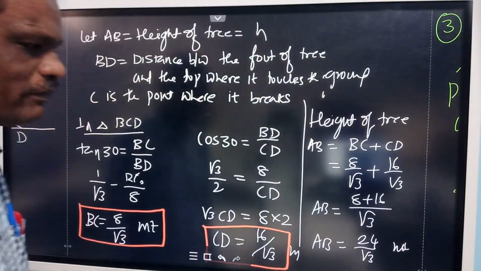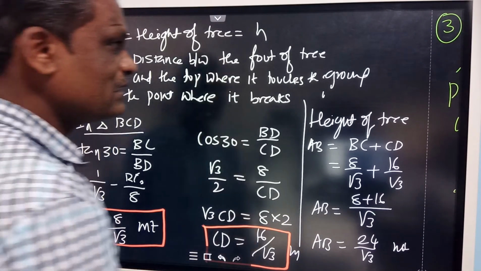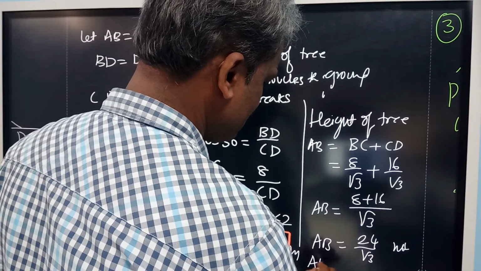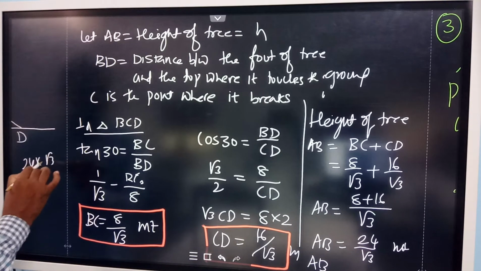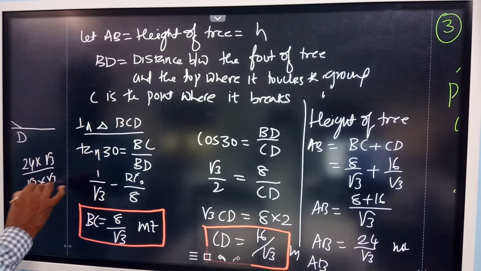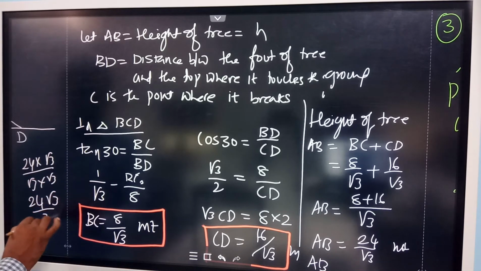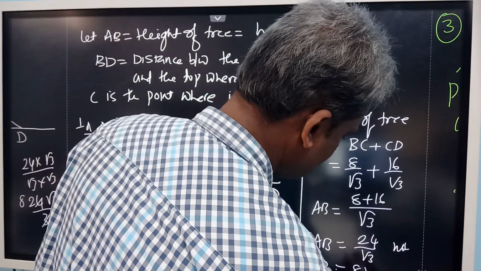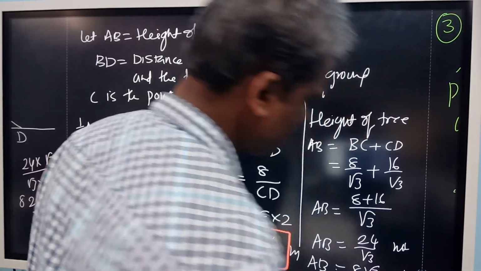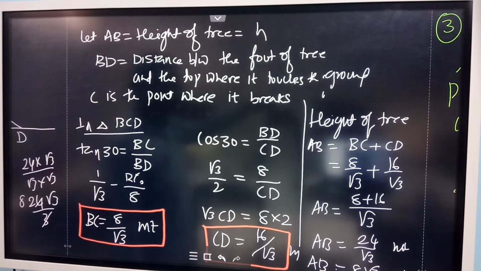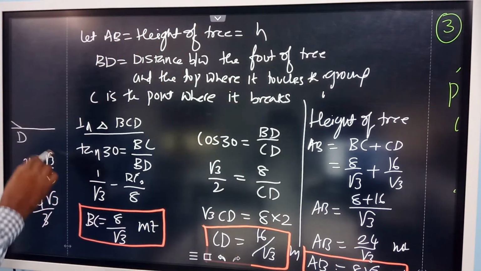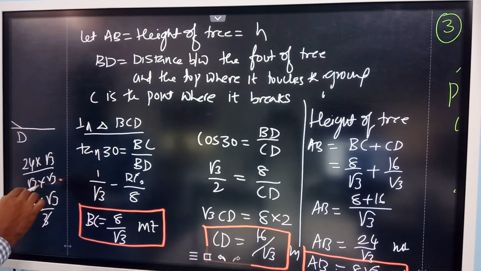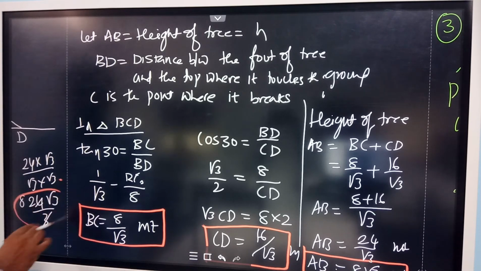You can rationalize this one. You will get AB is equal to, how much will you get? 24 into root 3 by root 3 into root 3. So 24 root 3 by 3, which is 8 root 3 meters. That is the solution. If you rationalize 24 by root 3, multiply by root 3 by root 3, so root 3 times root 3 gives you 3, cancel this, 8 root 3. This is how you are going to get the answer.